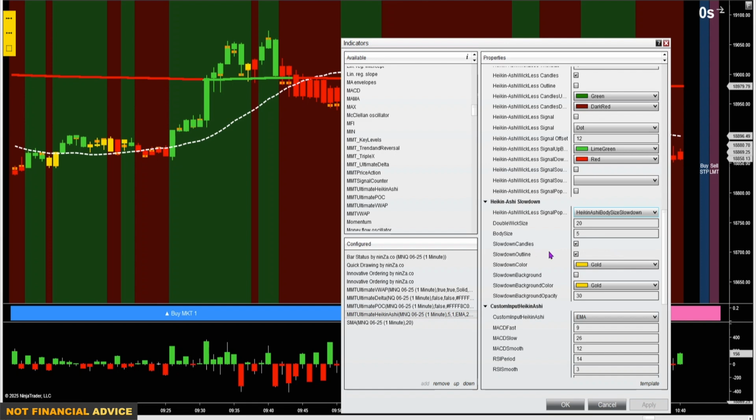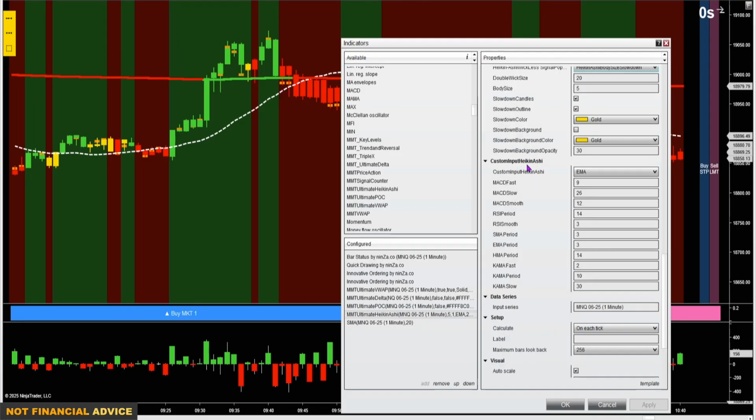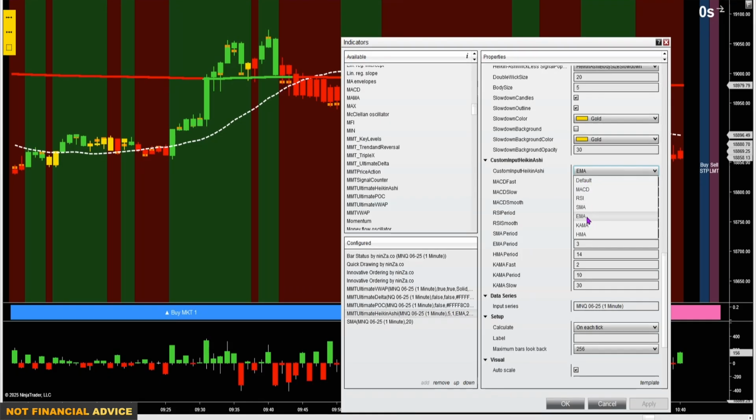I've got the slowdown candles activated. You can also have it print the background. Then lastly, there is a custom input section. If you choose default, this is just price. This is the true Heikin Ashi candle right here if you use default as the input, which is the default setting. I am using a custom input of an EMA. So that means the Heikin Ashi and the EMA are coming together in holy union and having a baby, a love child, right on your chart. A perfect blend of the Heikin Ashi and the EMA together.